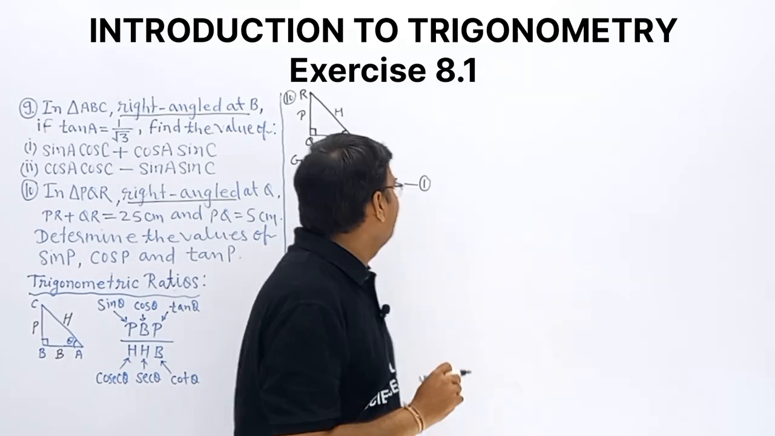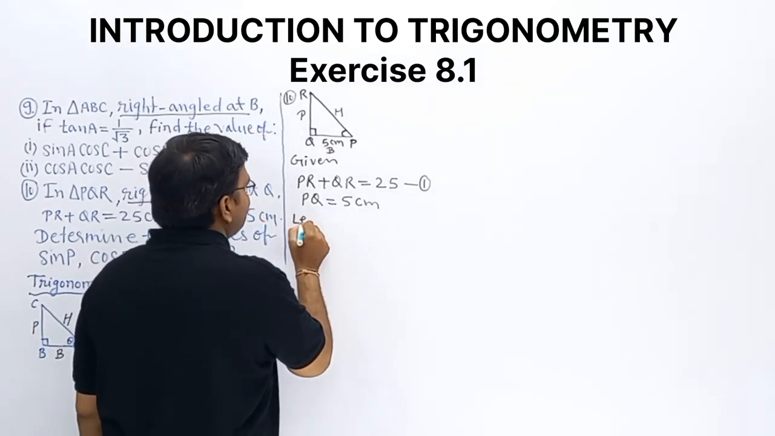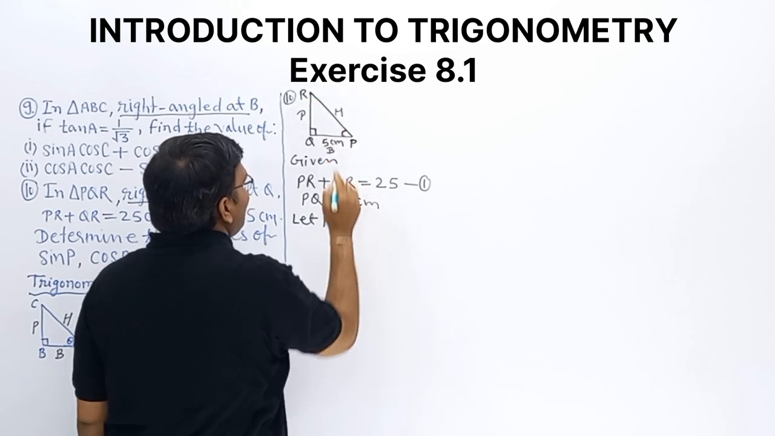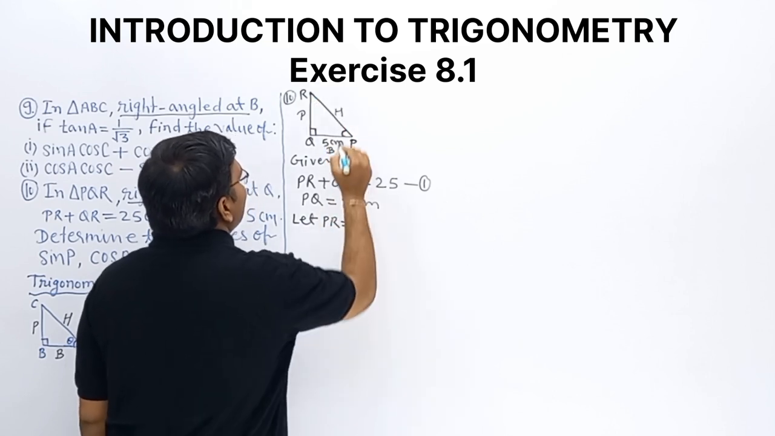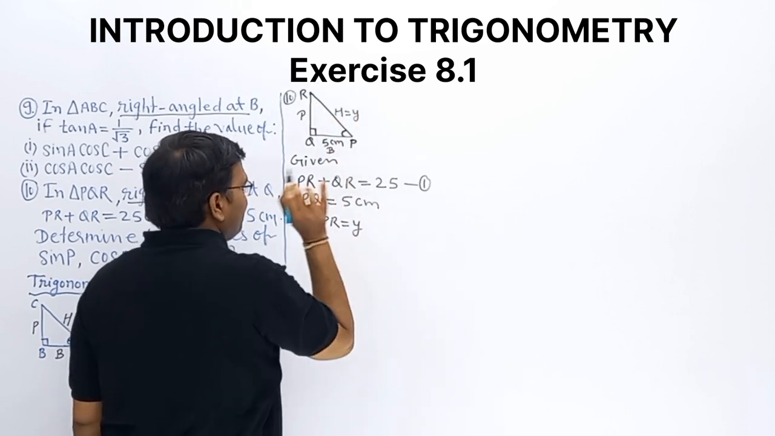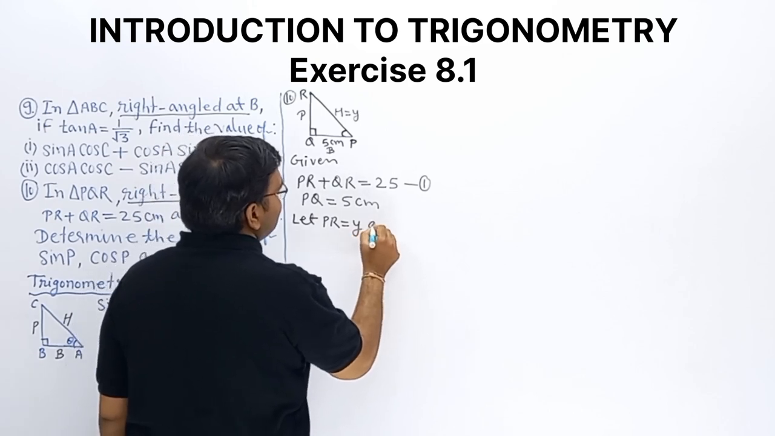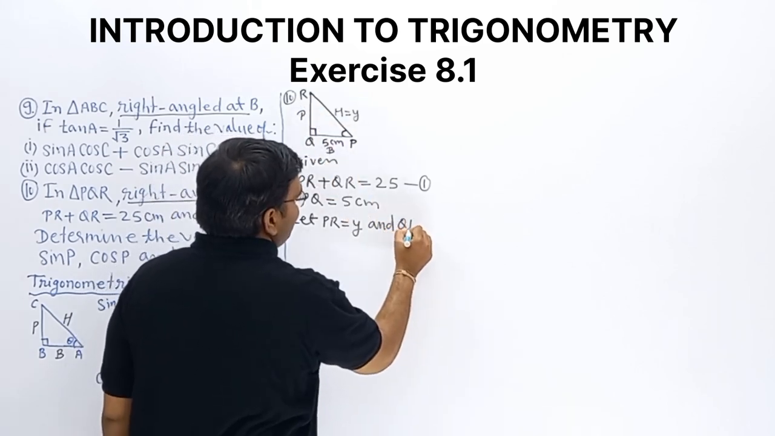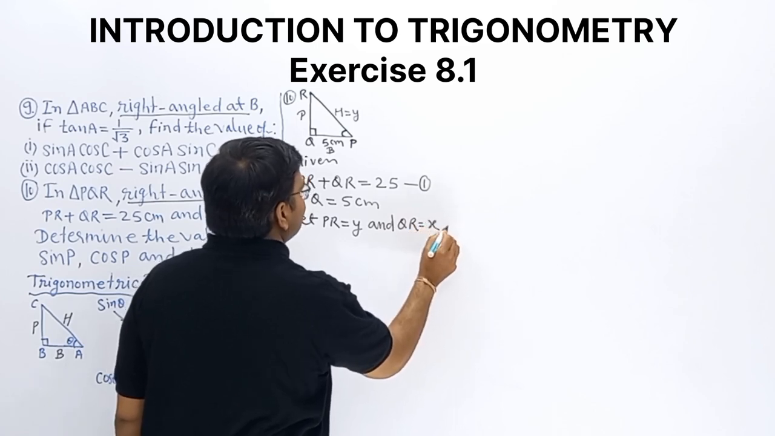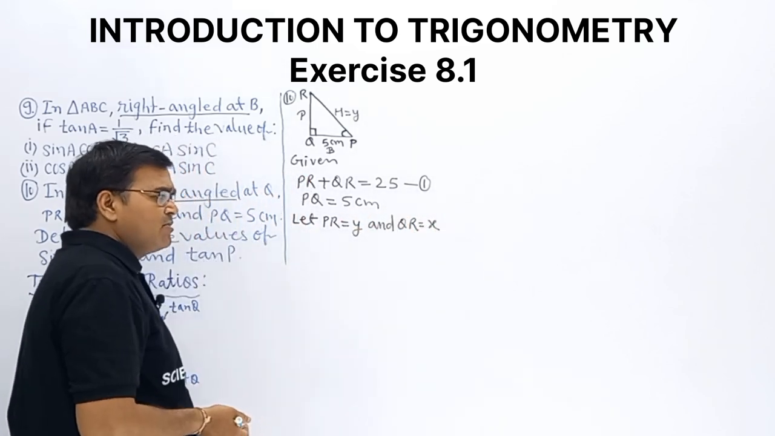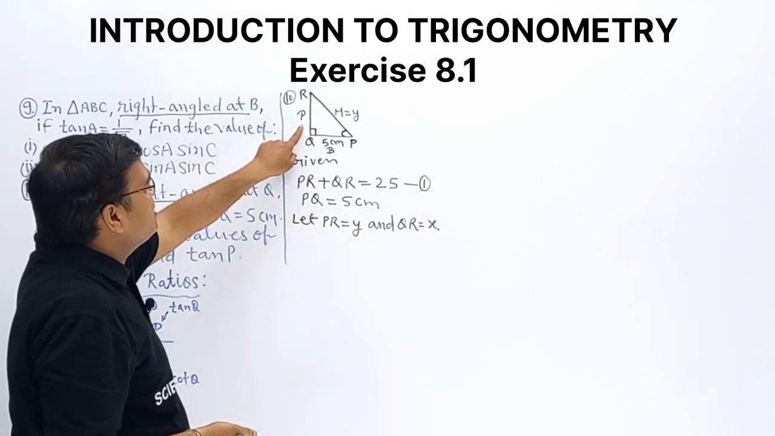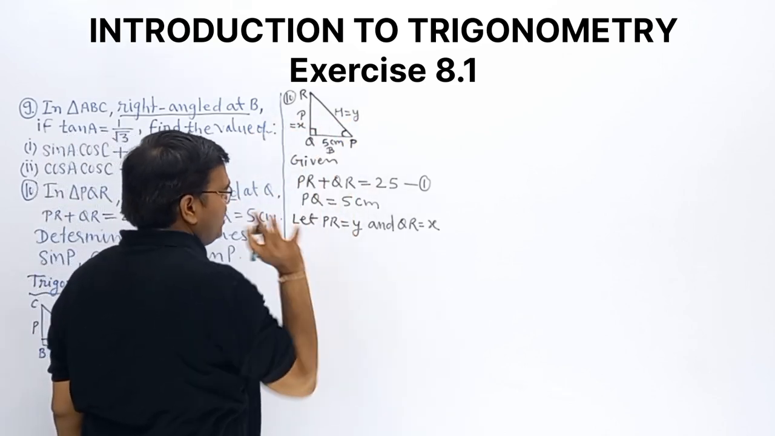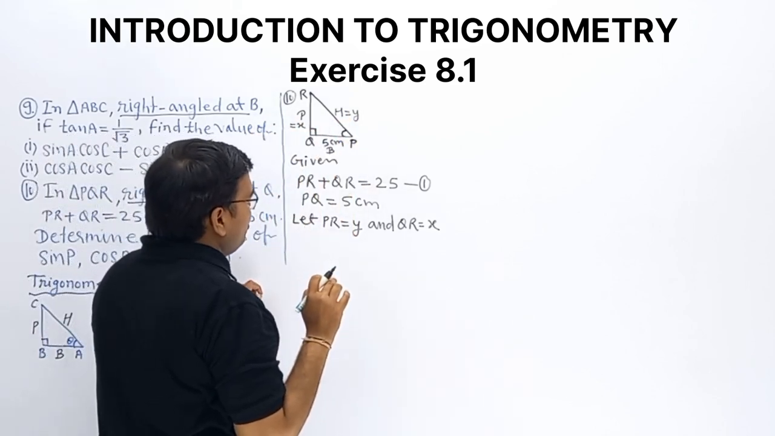So we will assume both sides. Let PR equal to Y, I am assuming, and QR equal to X units. This is the X unit, X units I am having. This is the Y units. Clear?